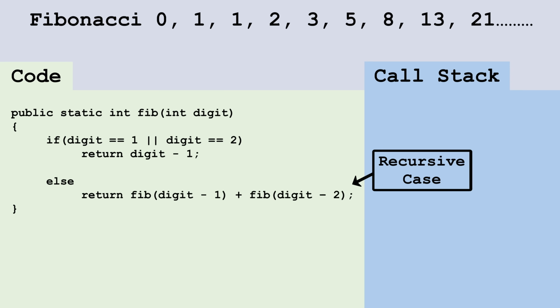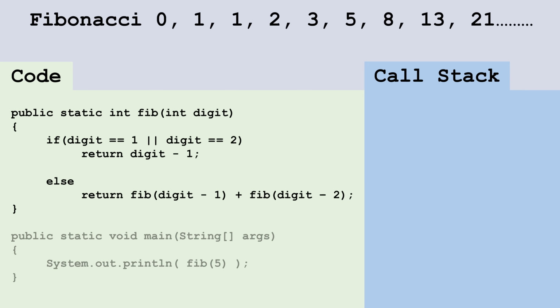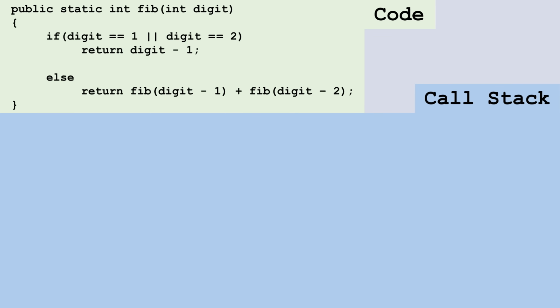In our recursive case, we're going to add the sum of the 2 digits before the current one. We'll call the same method twice, passing digit minus 1 and digit minus 2 to calculate the 2 previous digits. Here we add a main method that's going to call fib and pass the argument 5, so it'll print out the 5th digit in the Fibonacci sequence. We'll trace it out by drawing a recursion tree.